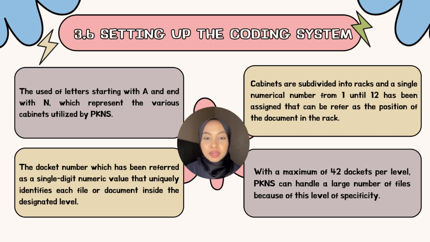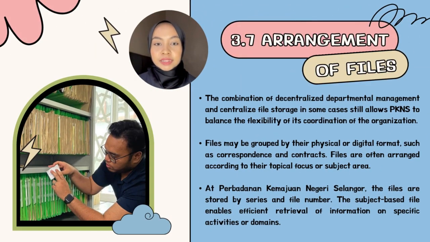Next, the docket number, which is a single-digit numeric value that uniquely identifies each file or document inside the designated level. With a maximum of 42 dockets per level, PKNS can handle a large number of files because of this level of specificity. Perbadanan Kemajuan Negeri Selangor has a decentralized file arrangement where each department manages its own records and documents.